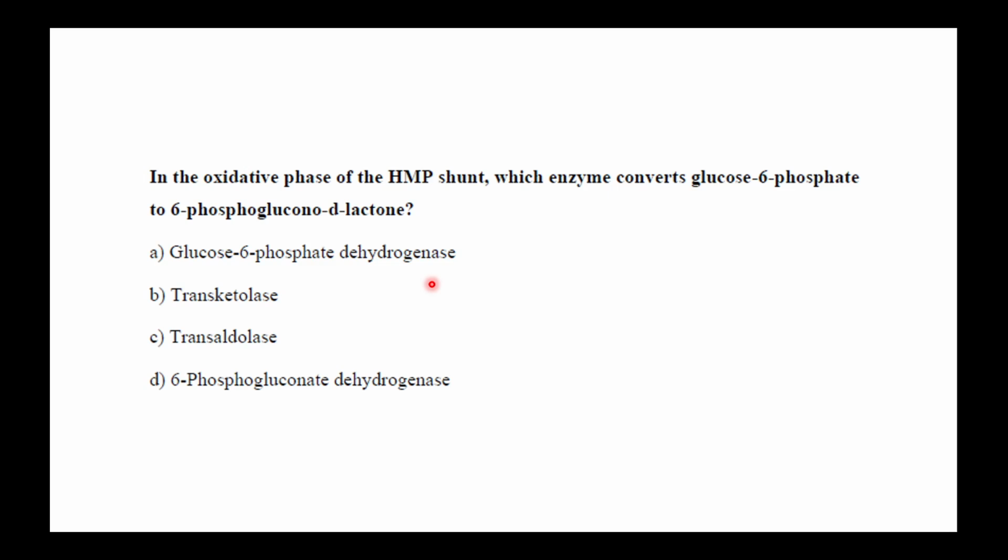In the oxidative phase of HMP shunt, which enzyme converts glucose 6 phosphate to 6 phosphoglucono D-lactone? Option A, glucose 6 phosphate dehydrogenase. Option B, transketolase. Option C, transaldolase. And option D, 6 phosphogluconate dehydrogenase.